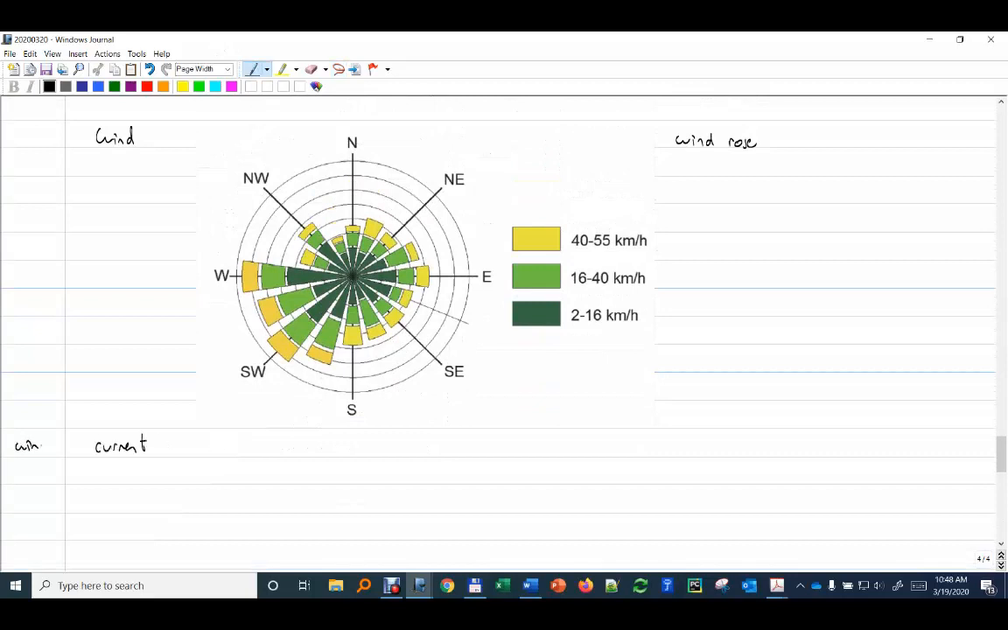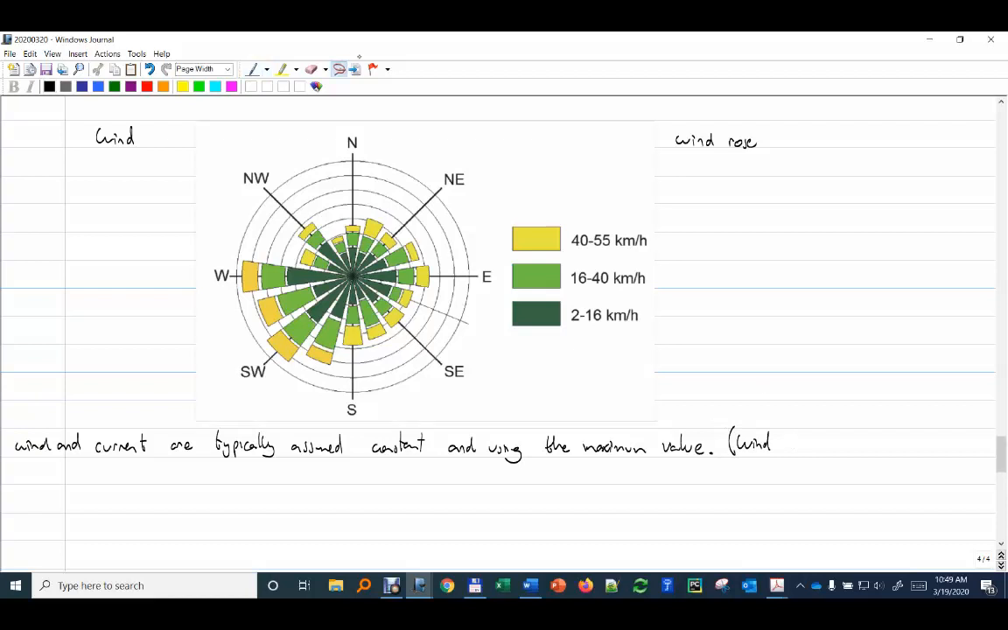So wind and current are typically assumed constant, using the maximum value. The wind direction also must be taken into account.